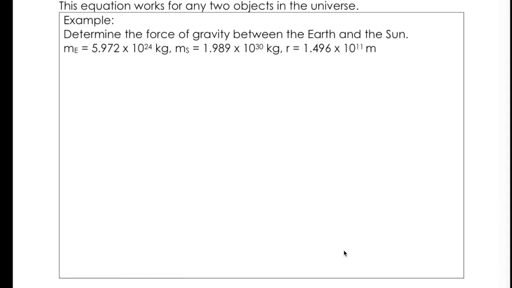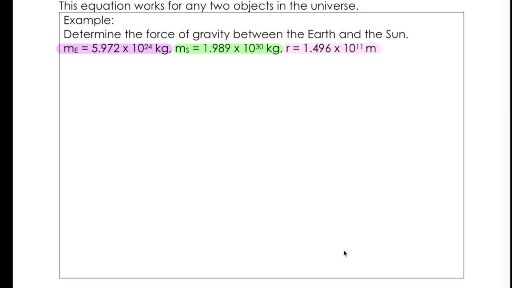we're going to use this equation, the F of g equals G m1 m2 over r squared, in order to find the force of gravity between both Earth and Sun. So here they've given us the mass of the Earth, they've given us the mass of the Sun, and they've also given us the distance between the two of them. What's nice too is they have put it in meters, so we don't have to worry about converting it whenever we plug it into the equation.